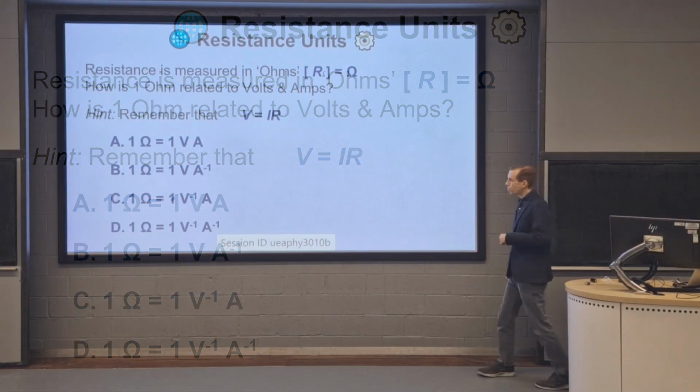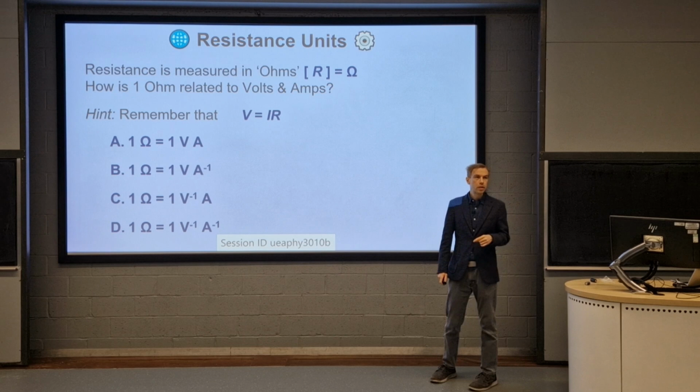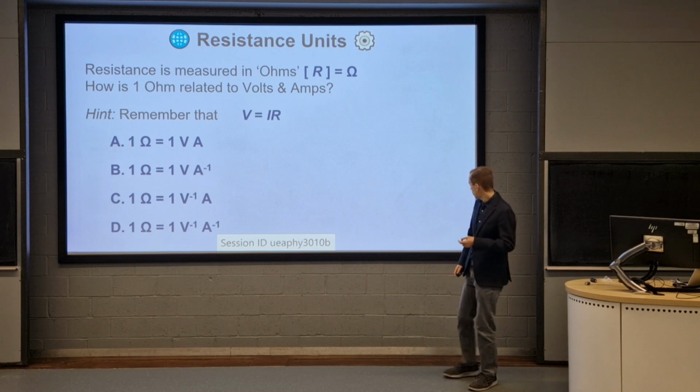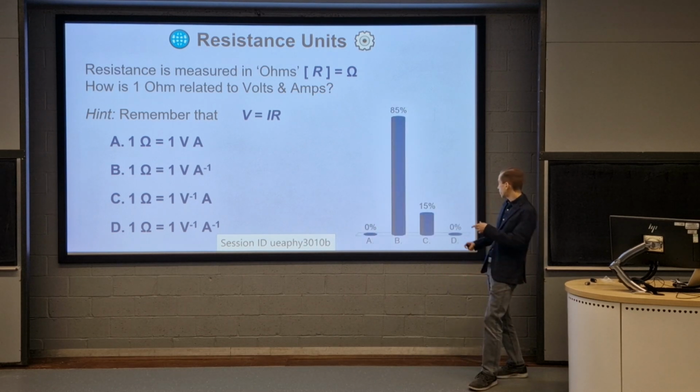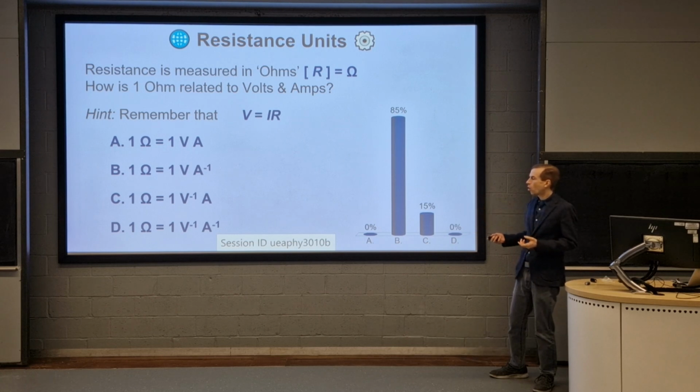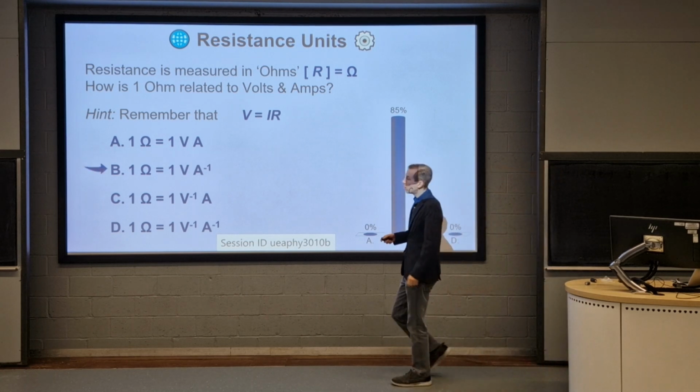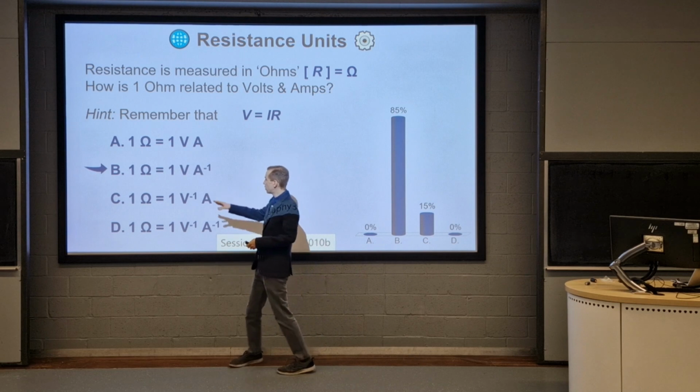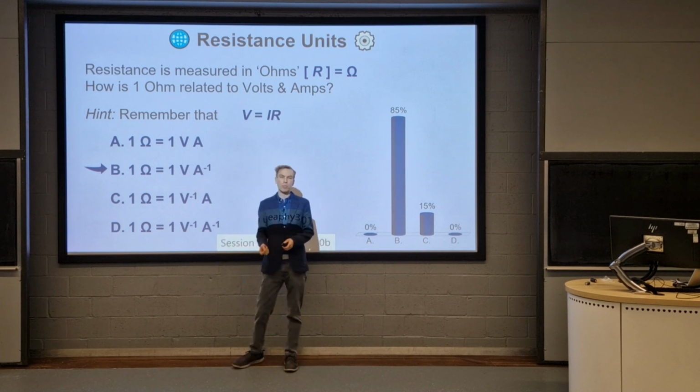All right, let's see what everybody thinks for this one. What's 1 ohm in terms of volts and amps? Let's see what everybody gets. Okay, so again, nobody's going for A and D. Some people may be thinking it's C, but when you do the algebra, when you work it out, we get option B over here. So 1 ohm of resistance is equal to 1 volt per amp, okay?